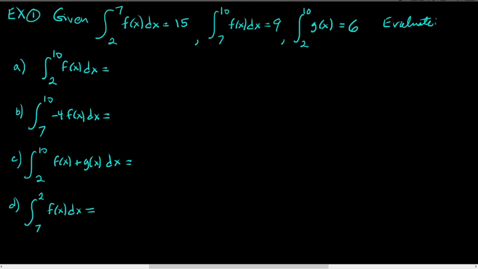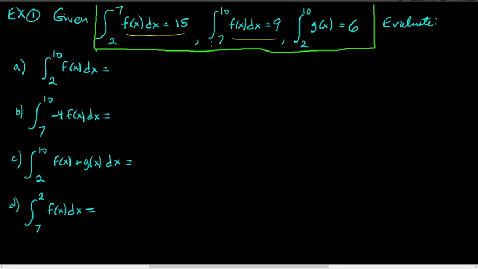Okay, so we are given these definite integrals here, right? So we're given all of this up here. And using the properties that we know, we want to evaluate these definite integrals. Okay. So let's start with the first one. Part A, we want to take the definite integral from 2 to 10 of f of x. So notice that the first one here goes from 2 to 7, and the second one goes from 7 to 10.